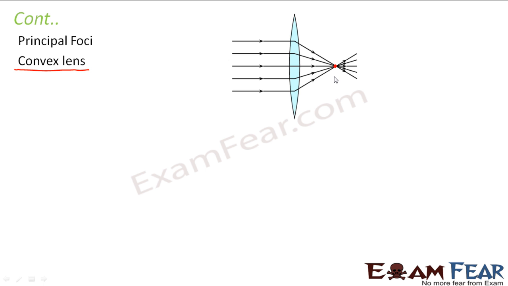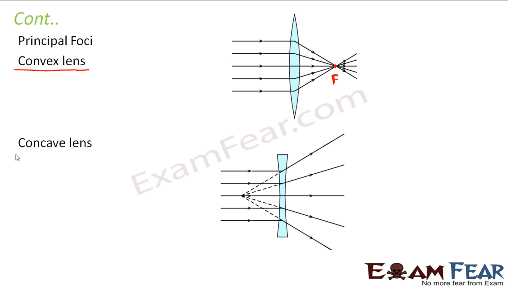Now this point, as per the definition of principal focus, what was the definition of principal focus? It was the point where the rays of light parallel to the principal axis after reflection should converge or appear to converge. So in this case we see that in a convex lens, the rays actually converge at a point, and this point is known as the principal focus of this lens.